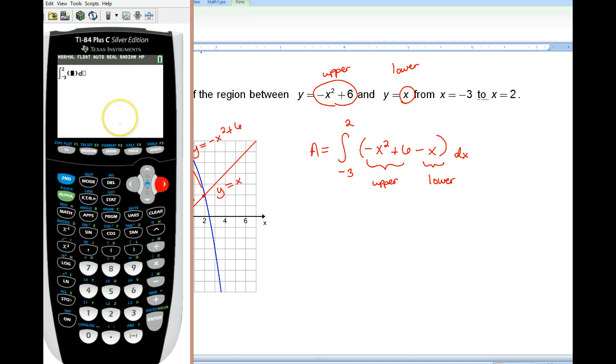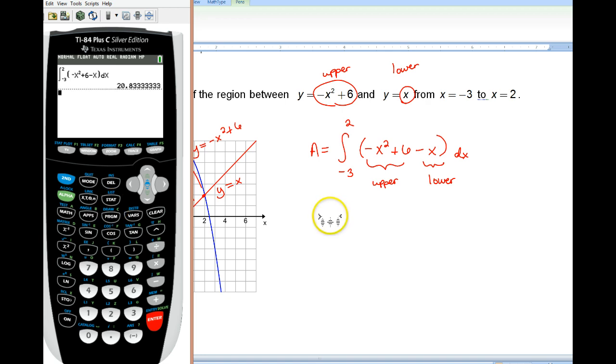Is negative x squared plus 6 the upper one because it goes higher? Yes. But the line goes higher than 6. Right, but the region that is shaded is bounded below by y equals x, and the region is bounded above by the parabola. You're just thinking about the shaded region, not where they go after that point. We're good with this? Just plugging that in?